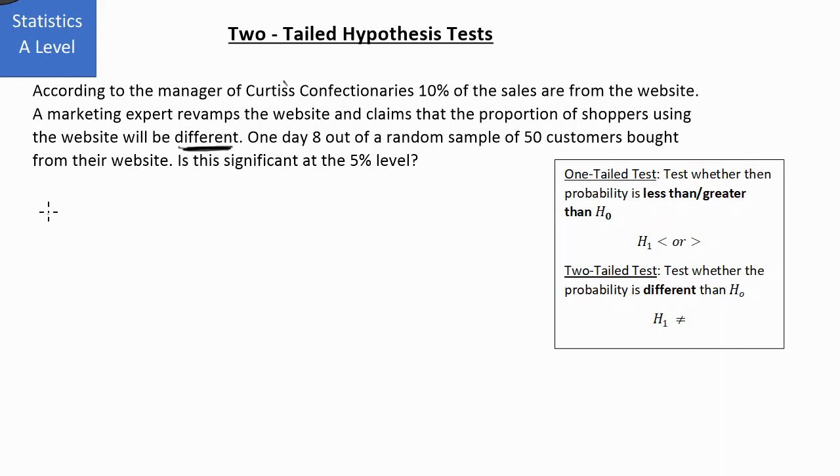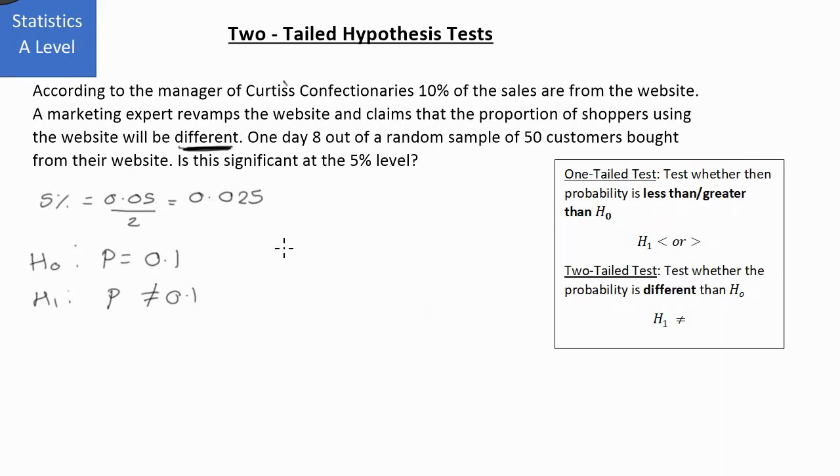So what we do first of all with the two-tailed test is take the 5% significance level and change it to a decimal. Because it's a two-tailed test, we must half it. So we must half the significance level. So it'd be 0.025. The first thing to do is to work out the null and alternative hypothesis. Now, the null hypothesis is what we currently believe to be true, and that's what the manager of Curtis's Confectionery is telling us. The probability of customers buying from the website is 0.1. Now, we're going to test to see if the proportion of customers buying from the website is different. So if it's not equal to 0.1.